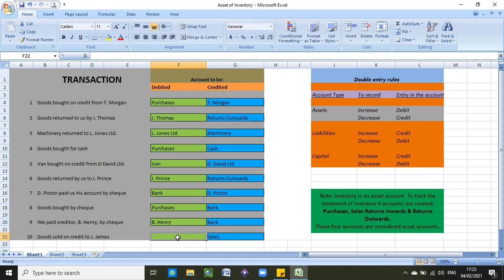What will we debit? Well, we will debit J. James. And why? Because we are selling to this particular person, and that means that this is an accounts receivable, which falls under the asset accounts, and assets increase on the debit side.